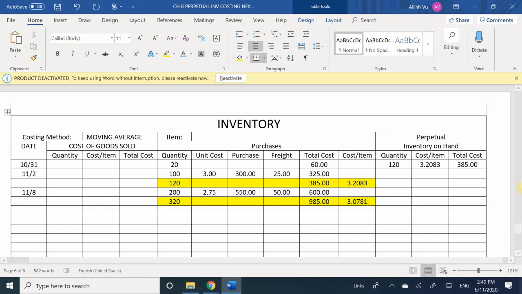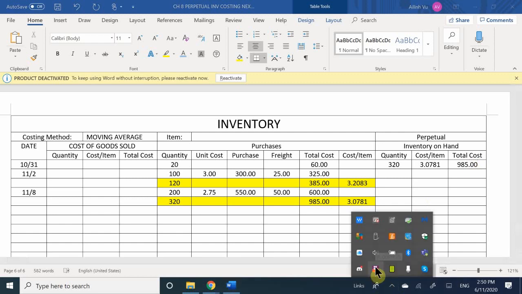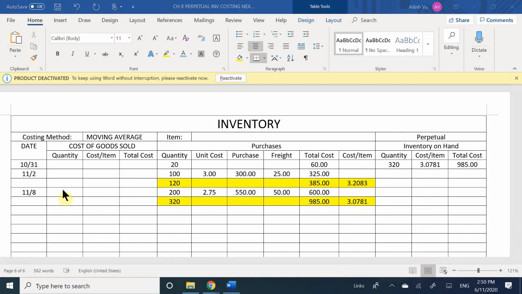All right. Now that we have that, I can go ahead and update my little inventory here. I don't have that anymore. I have 320 units, and my cost per item is now 3.0781. My total cost here is now 985. All right, hold on, I'm going to make sure. Okay, good.